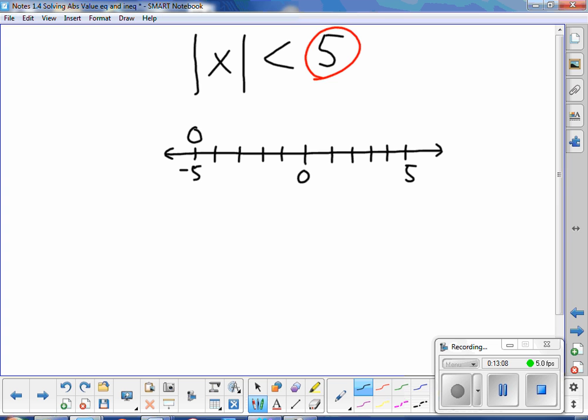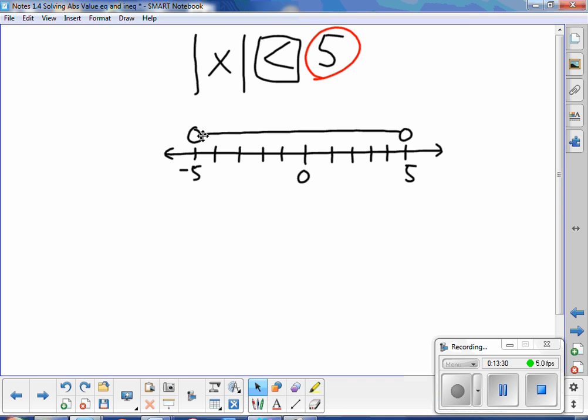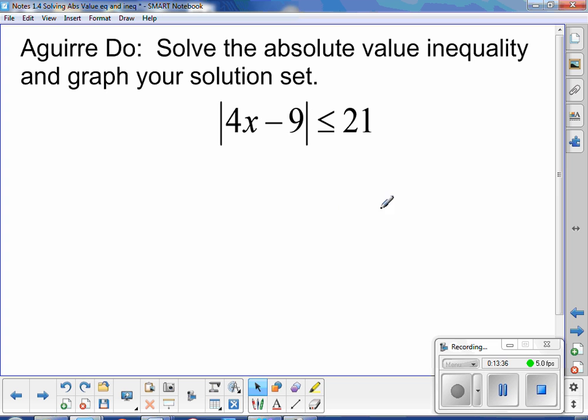So that means it can't touch 5, can't touch 5, but it includes all of these values in between. That should look familiar. That's a compound inequality, because it's shaded in between those two points. So when you have your values less than that symbol, that's going to be an "and." It helps to see the graph, because once you see the graph, you'll know. All right, so now let's go ahead and do this one.